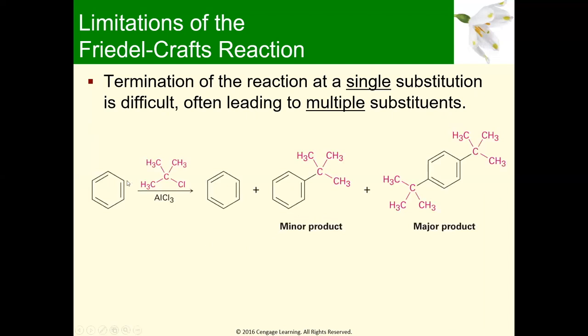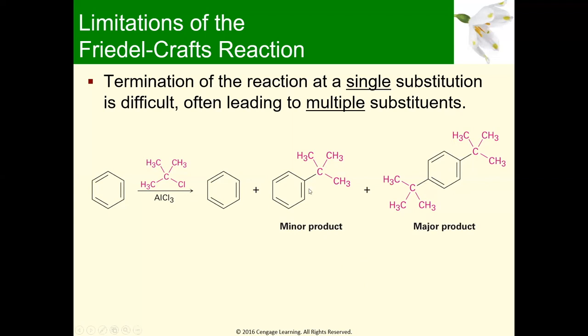So for example, let's say that I've got a benzene ring and I've got this tert-butyl chloride in the presence of an aluminum chloride catalyst. Okay. You'll get some situations where it substitutes once. That's your minor product, though. The major product is actually it substitutes twice. Because, and again, this will make more sense after we talk tomorrow with lesson 2.